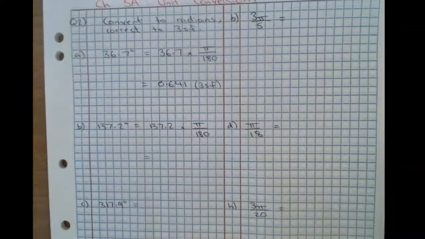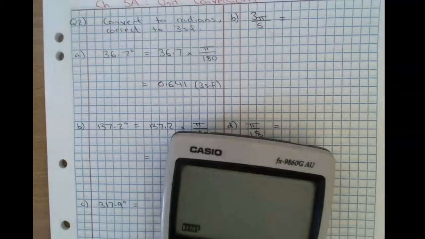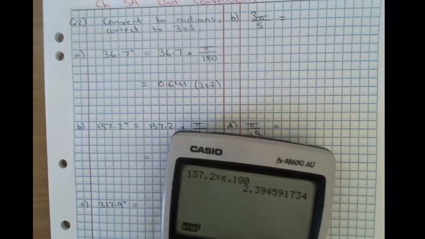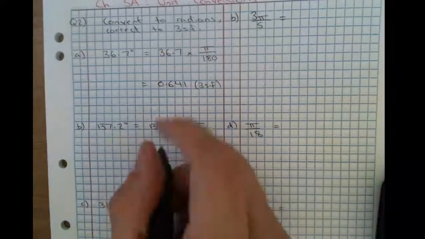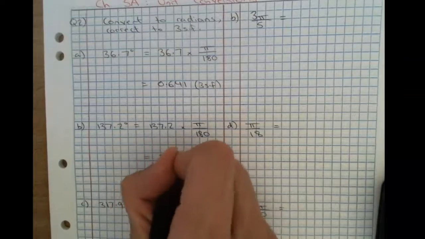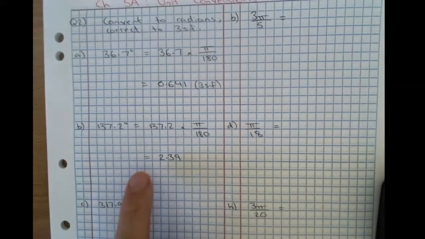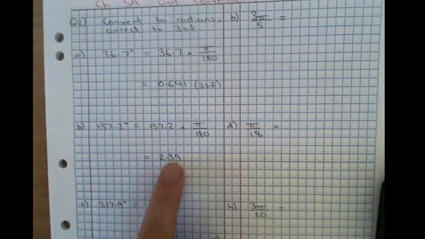So again, I'll be using my calculator, so it's going to be 137.2 times pi over 180 is 2.39 radians. So this is 3 significant figures, 1, 2, 3.